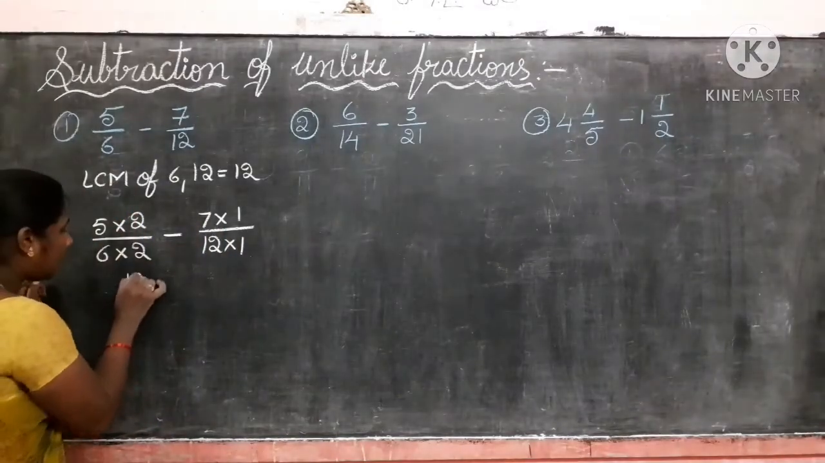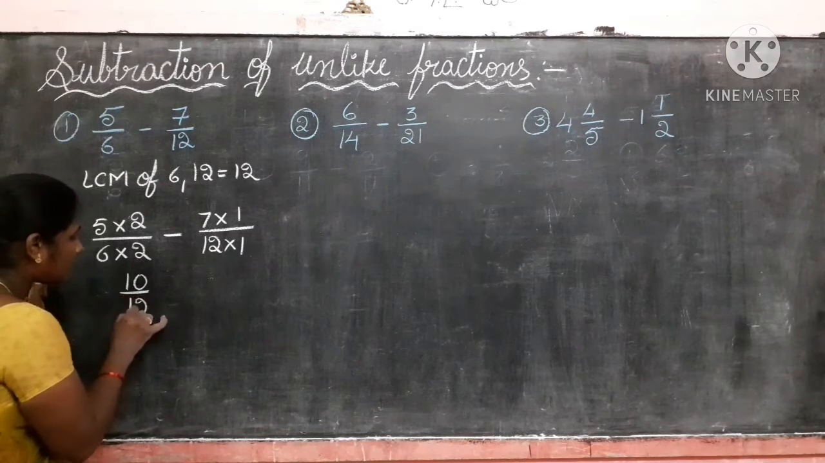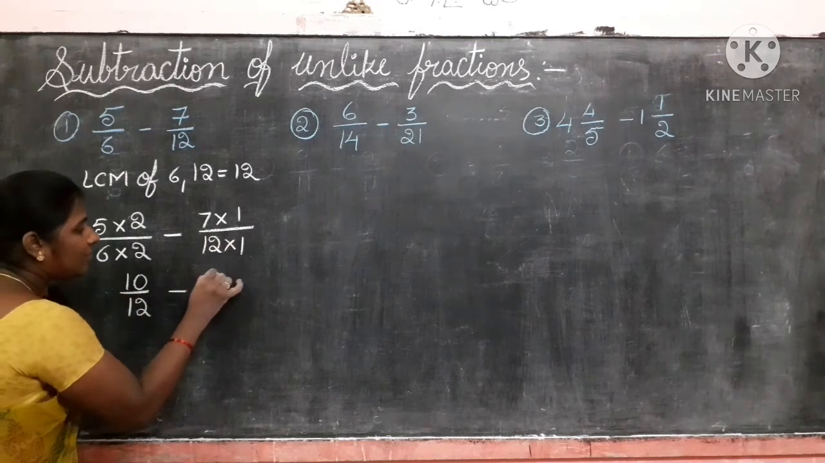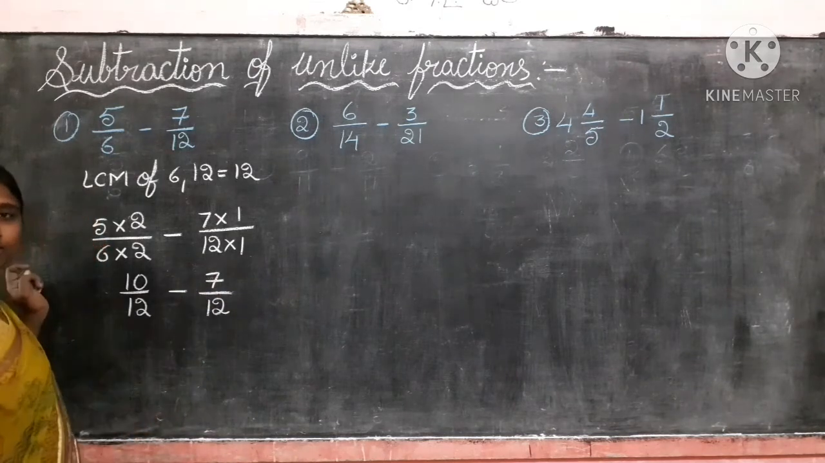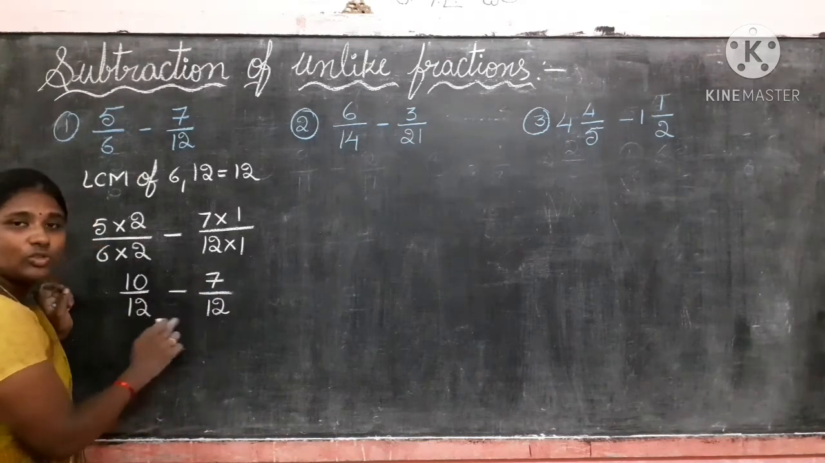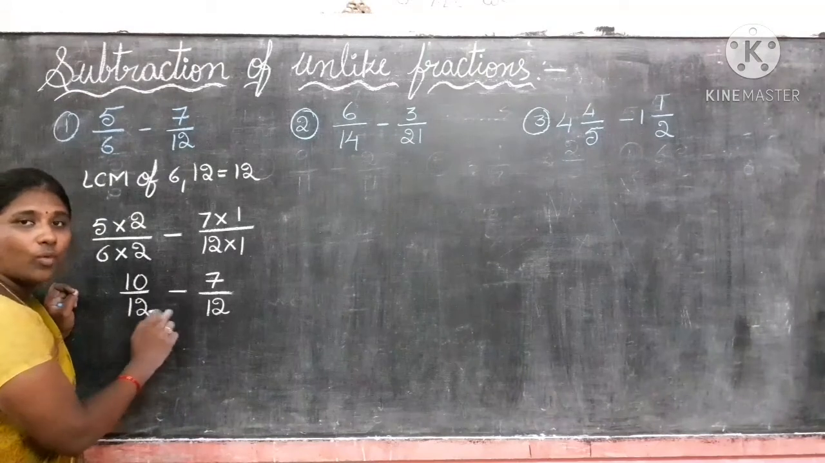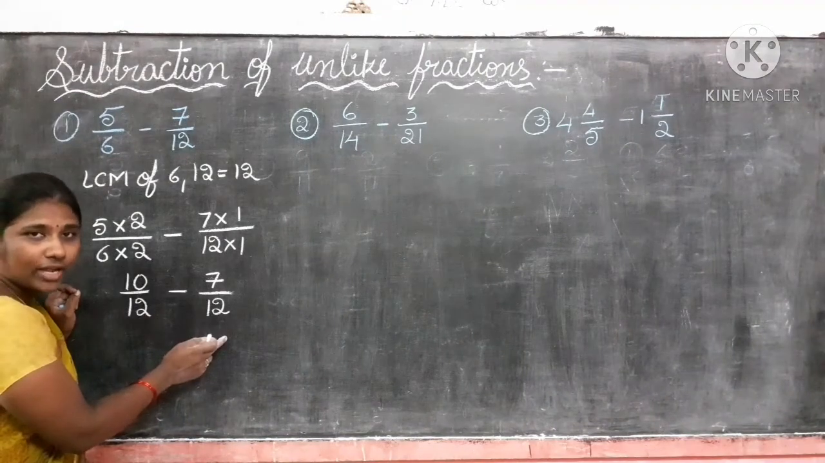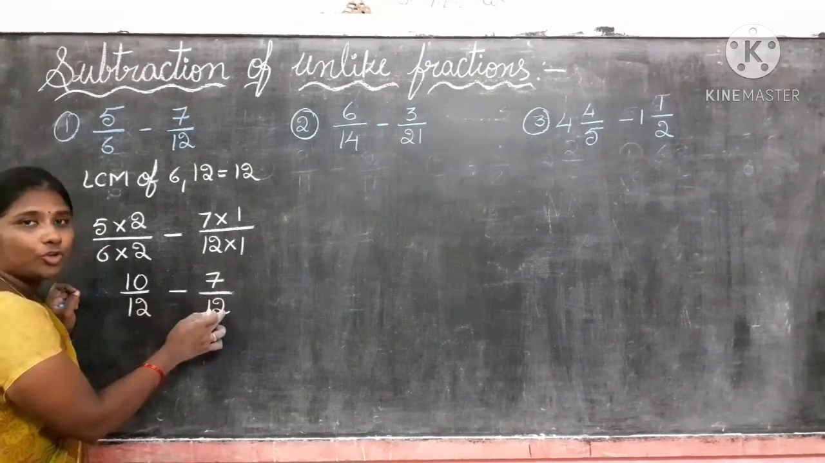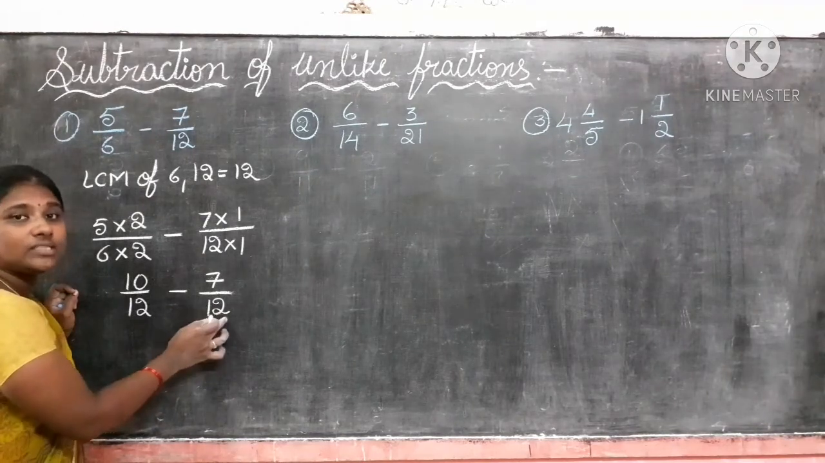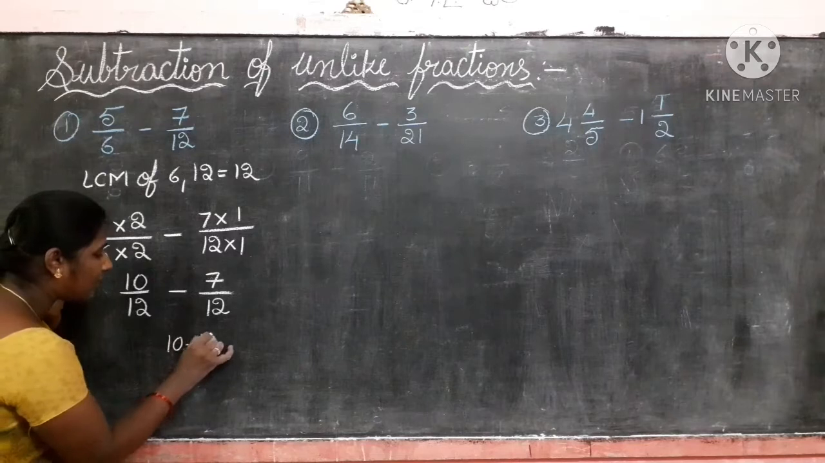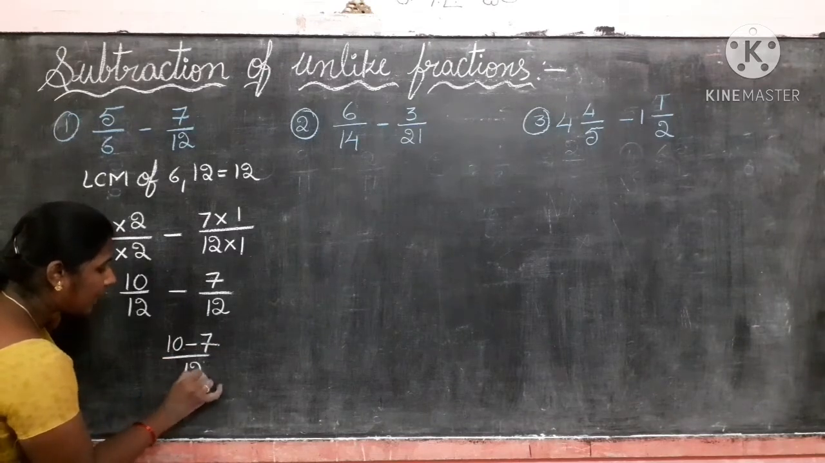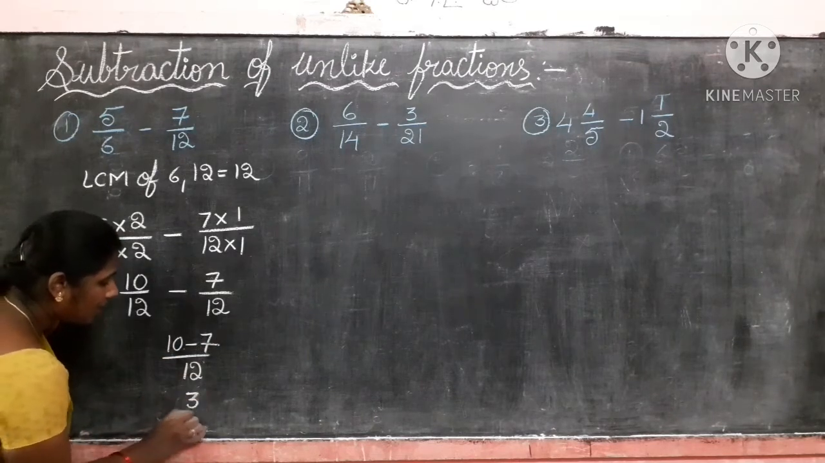5 twos are 10 by 6 twos are 12, minus 7 ones are 7 by 12 ones are 12. So here these two will be like fractions. While doing the subtraction of like fractions, subtract the numerators, and what is the common denominator? 12. So 10 minus 7 by 12. 10 minus 7, 3 by 12.